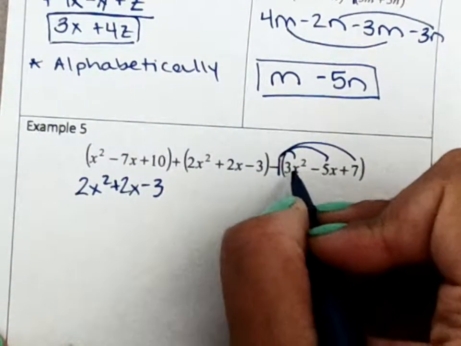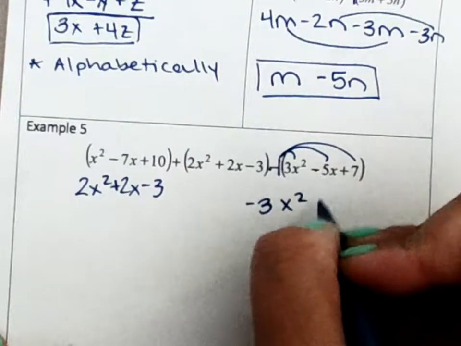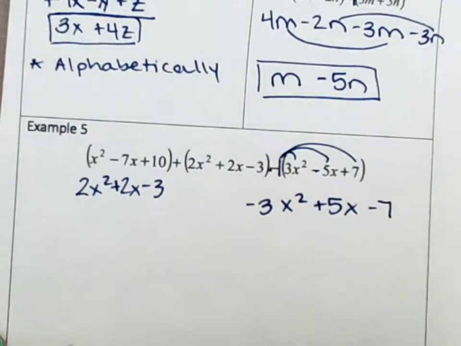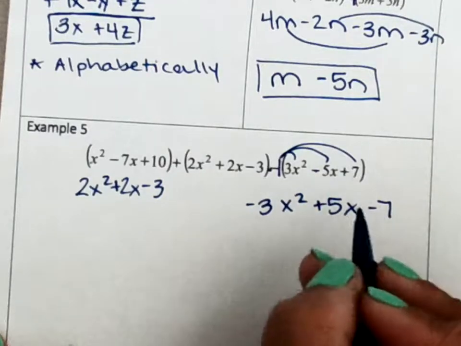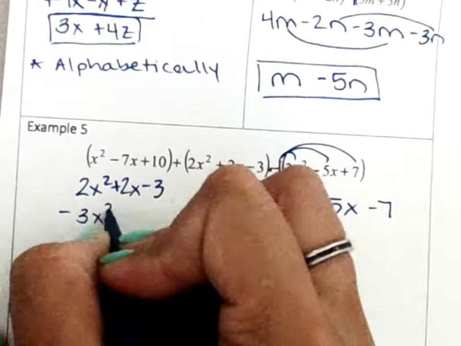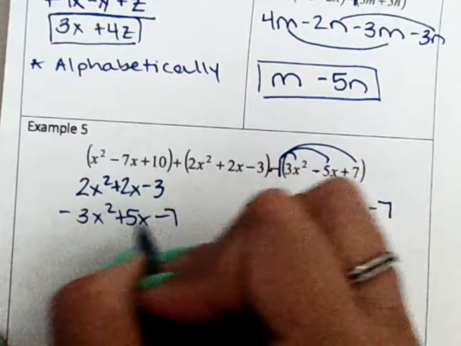I know that 3 times negative 1 is negative 3x squared. A negative times a negative is a positive. A negative times a positive is a negative. So now that we've changed our signs appropriately, I'm going to put all of the like terms underneath each other. We have negative 3x squared plus 5x minus 7.